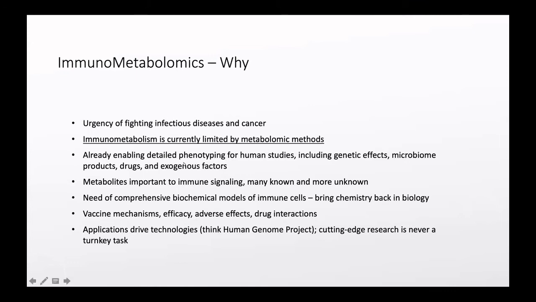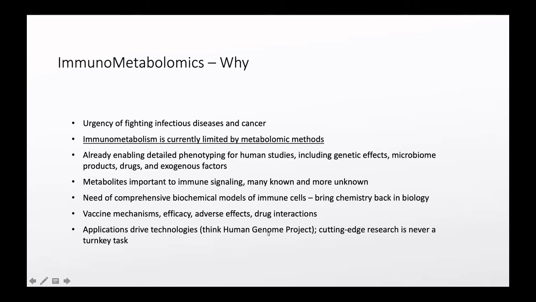Of course, metabolomics is already contributing a lot to detailed phenotyping for human studies, including genetic effects, microbiome products, drugs, food ingredients, environmental exposures. The signaling role of metabolites, again, what we know is only the tip of the iceberg. So we need to put chemistry back into comprehensive molecular models of the immune cells. Then for systems vaccinology, we need this tool to understand the mechanisms, efficacy, how the adverse effects occur, and how the immune system actually interacts with pharmaceutical drugs.